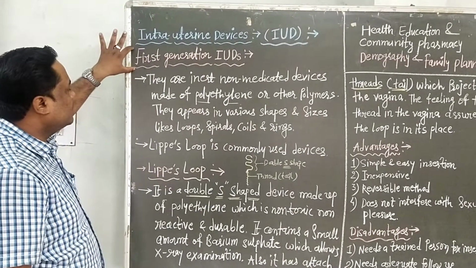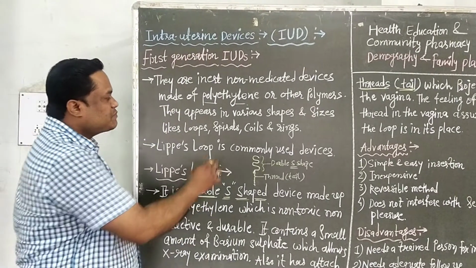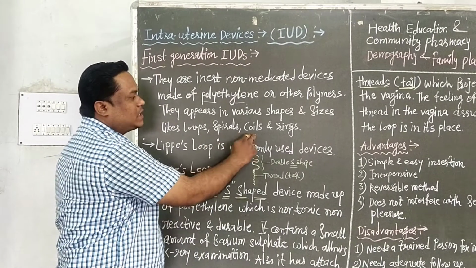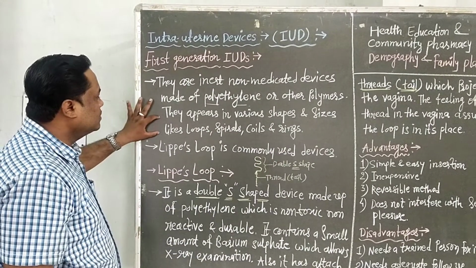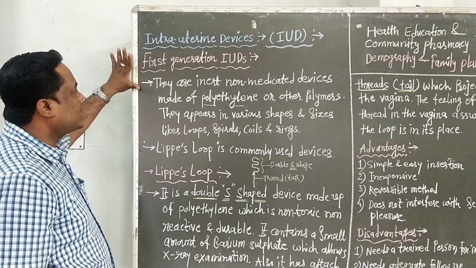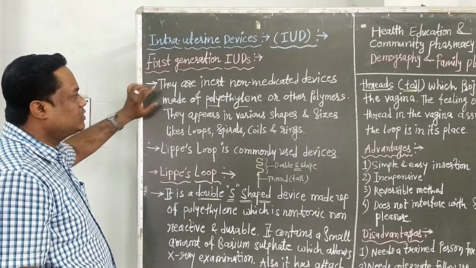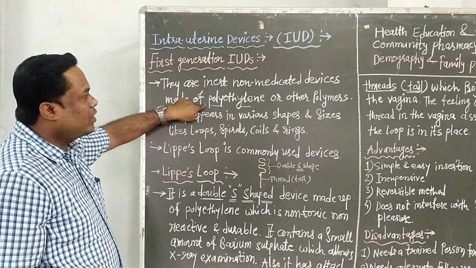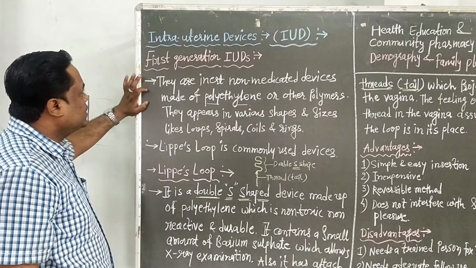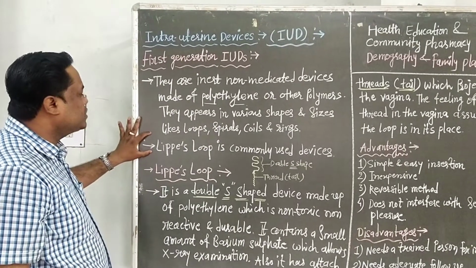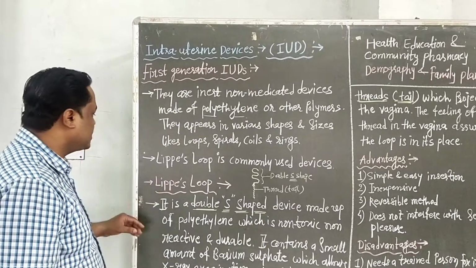Intrauterine devices have different shapes. The shapes are, for example, loops, then spirals, then coils and rings. These are the shapes and sizes of the first generation IUDs, and they are inert, non-medicated devices made up of polyethylene or other polymers. In this first generation of IUDs, the example is the Lippes loop. The Lippes loop is a commonly used device in the first generation IUDs.